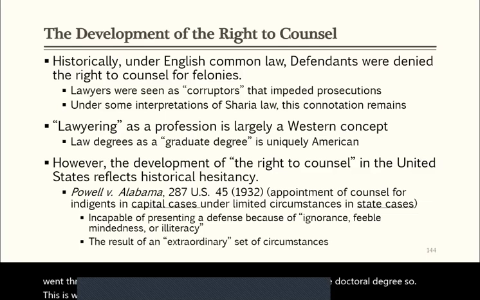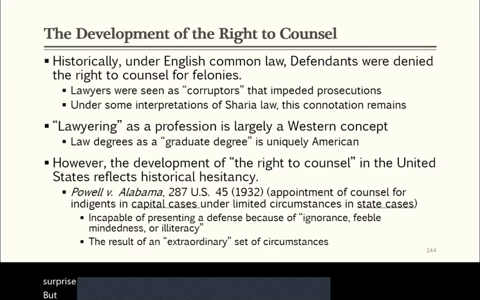Now, that being said, even though it's a very Western concept, and we've developed this idea of lawyering throughout time, the development of the right to counsel in the United States reflects a historical hesitancy to give people attorneys. So one of the cases on point is Powell v. Alabama, which is a 1932 case in which an African-American male is charged with, if my memory is correct, murder. And I think it was murder of a white woman, which, the fact that they didn't lynch him is a surprise. And I don't like saying that, but it's true.